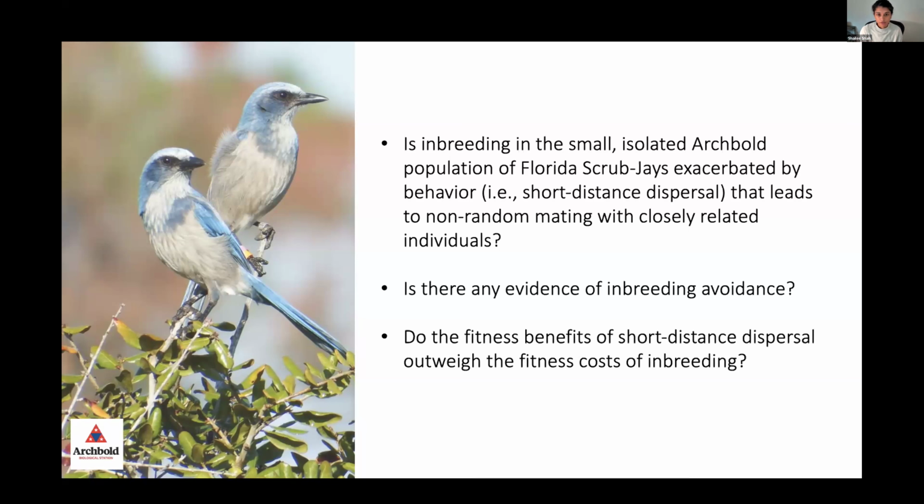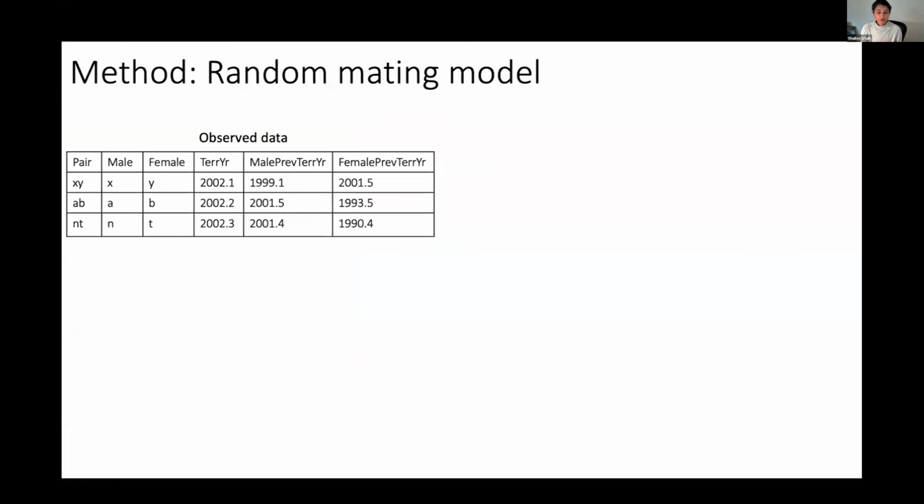do the fitness benefits of short-distance dispersal outweigh the fitness costs of inbreeding in this population? So I'm going to quickly walk you through my random mating model, which is the main method that I used to generate results for this project.